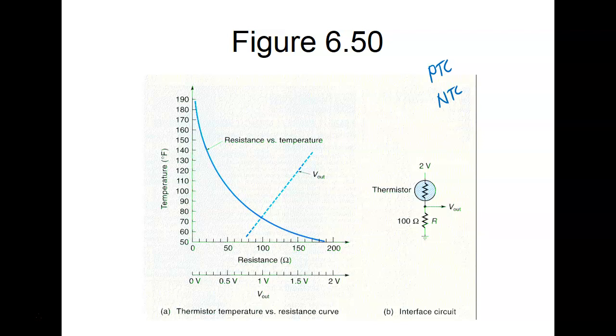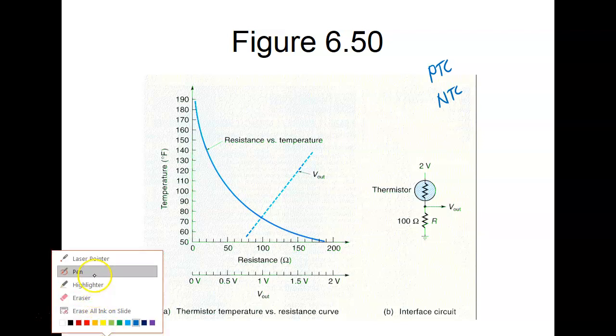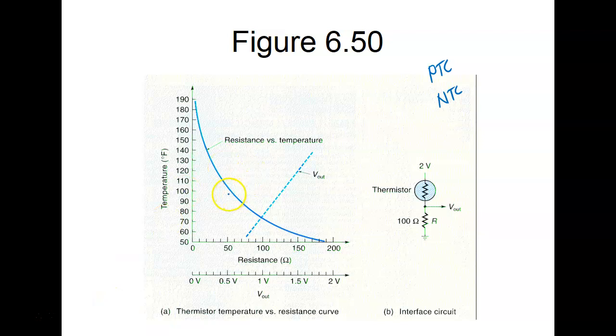Now where we get our linearity is not using the thermistor over its entire range. Where we get real good linearity is if we use these over a very narrow range. Your house uses one of these. If we went from here to here, it's fairly linear, right? So these are used a lot, but not over a real wide range. They're used over a narrow range, like your house.